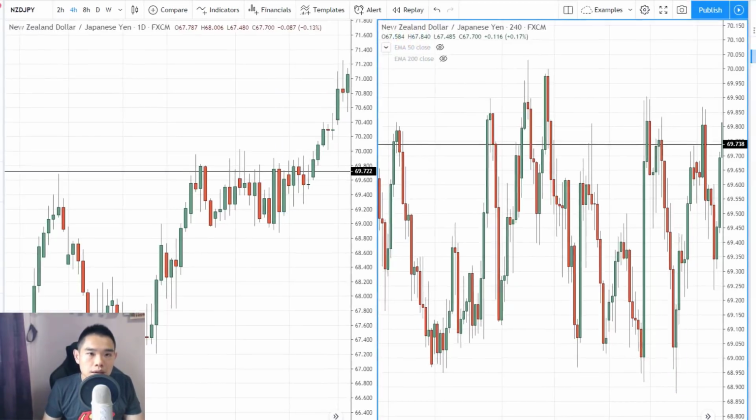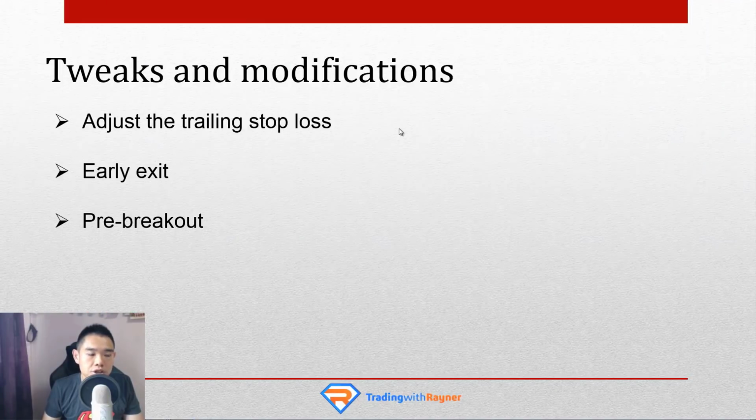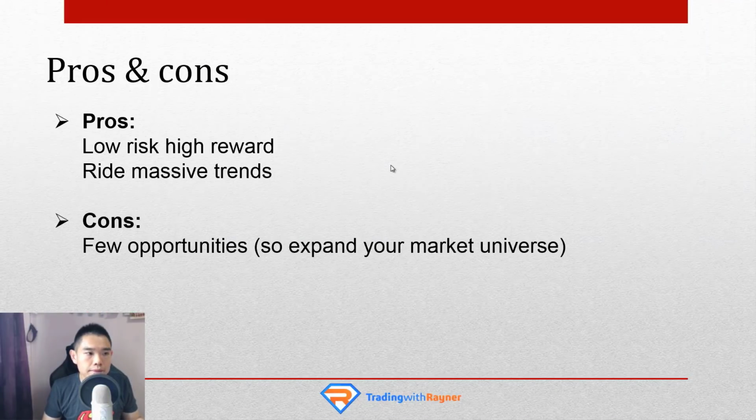So that's a few tweaks and modifications that I have for you, and the pros and cons of this trading strategy. First, you have low risk and pretty high reward, because if it becomes a full-blown trend, you can ride the trend and your risk to reward is favorable, 1 to 3 or even more. The downside to the BWAP trading strategy is that your opportunities are few. Let's say you only trade the Forex markets on a daily time frame. You won't have many trading opportunities in a year.